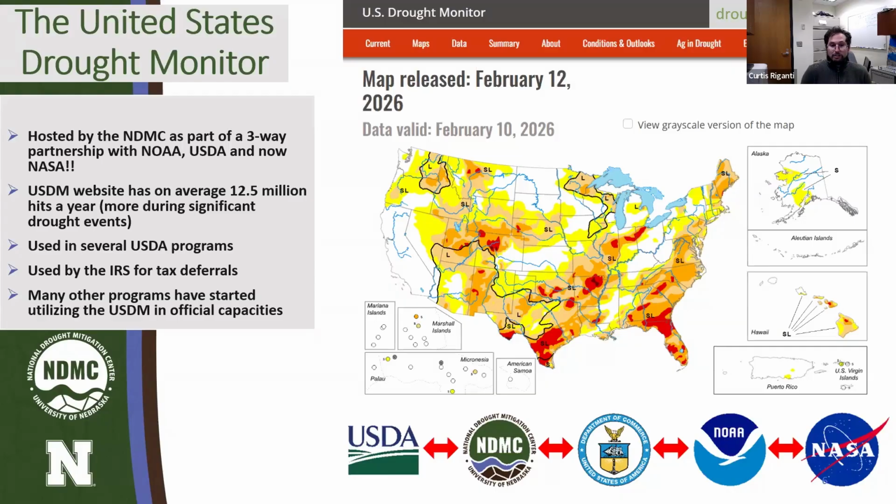The Drought Monitor is used in several different USDA programs. It's used by the IRS for tax deferrals, and there are other programs that also have started to use the US Drought Monitor in different official capacities. When we're creating the map, we are aware of these different uses, but our primary goal as authors, our sole goal, is to create as accurate of a map as possible, independent of those.